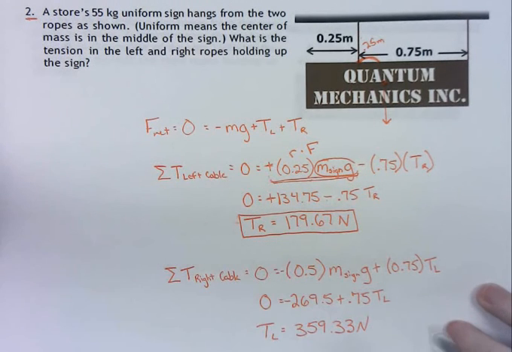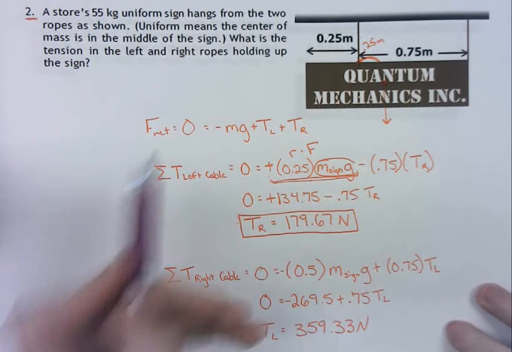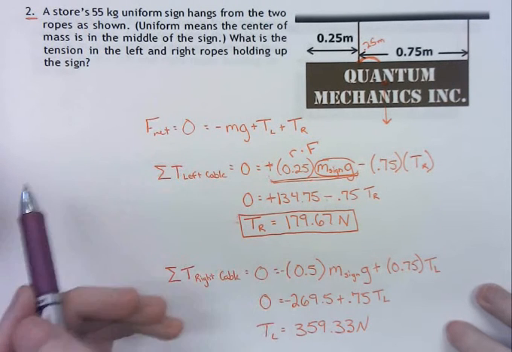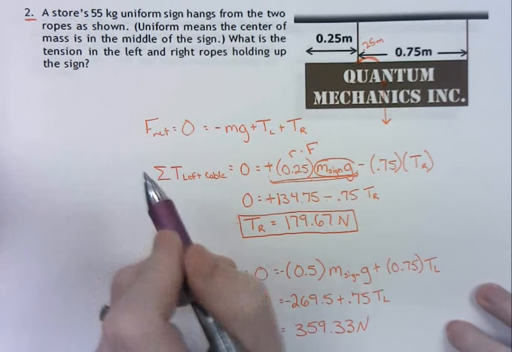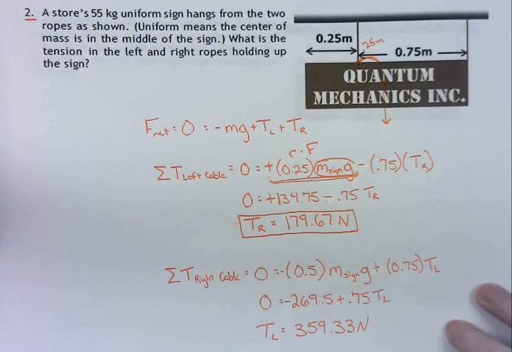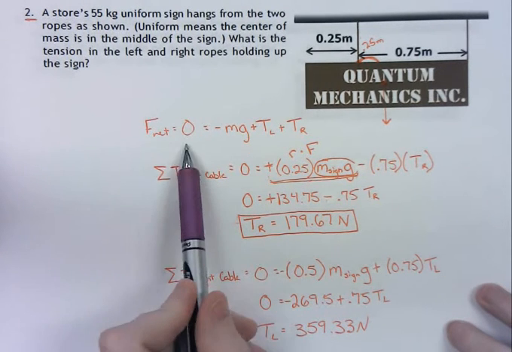So first thing, even when we're working torque problems, I still like to look at the net force on everything. So we know this thing is in not only equilibrium, but it's in static equilibrium because it's completely stationary. It's not moving, it's not rotating, nothing. So I would say the net force is equal to 0.